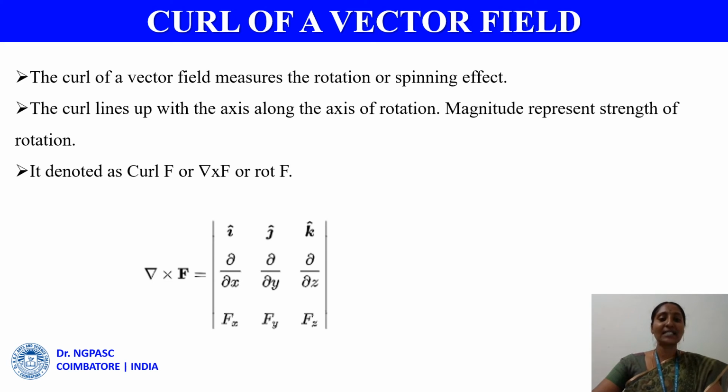We can represent this as i times (dou Fz by dou y minus dou Fy by dou z), minus j times (dou Fz by dou x minus dou Fx by dou z), plus k vector, and in the last, k times (dou Fy by dou x minus dou Fx by dou y).